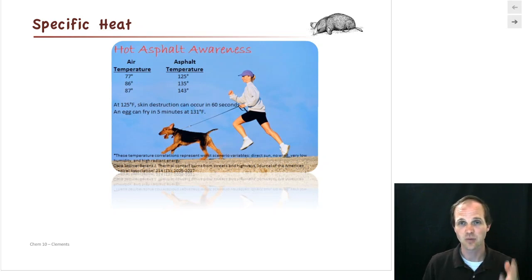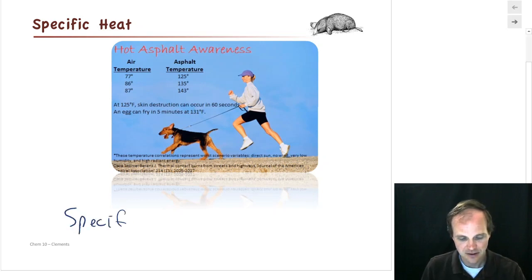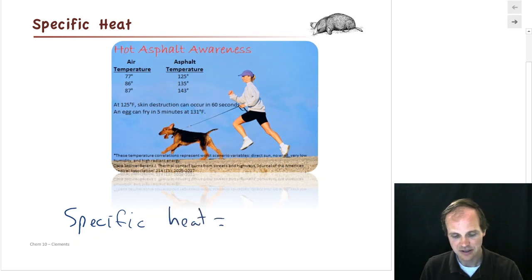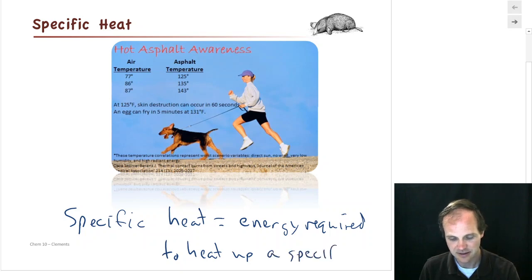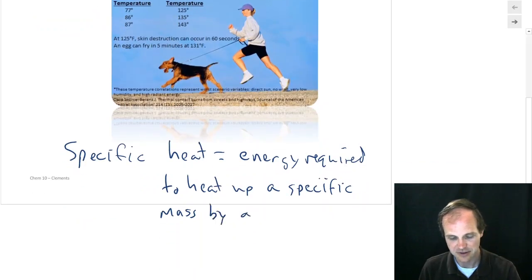There's two things involved in there. One is the color. Black does absorb more energy that it converts into heat, and so it will just get hotter than something that's not that color. But secondly, asphalt is really easy to heat up. It has what we call a low specific heat. And a specific heat is the amount of energy required to heat up a specific mass by a specific temperature.